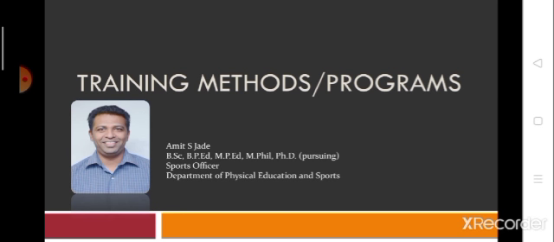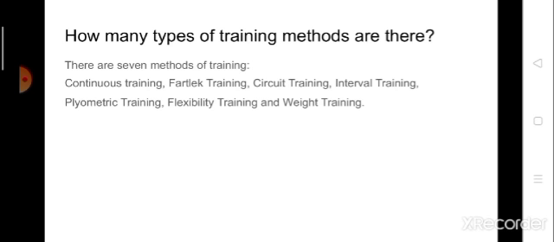Now when you adopt any of the training methods, there are a few advantages and disadvantages that come with the training method. In this regard, the sports coach or the athlete should be aware of these and how to best incorporate them into their training programs. For this purpose I have come up with this topic to make you aware of different types of training methods used in sports. So now we'll see how many types of training methods there are.